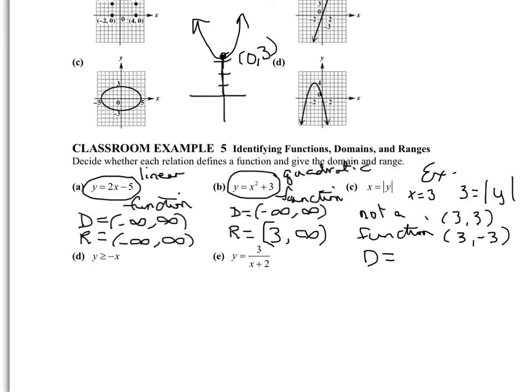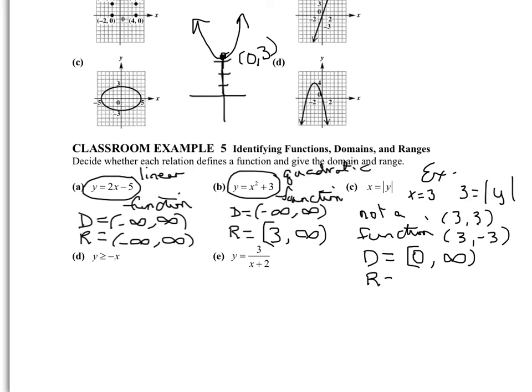So 0 and the positive numbers have to make up my domain, which means I'm going to go from 0 to positive infinity, because infinity is a concept. I know it needs a parenthesis. Now you have to decide, does 0 need a parenthesis or a bracket? Did we say 0 was included? Yes, we did, so we use a bracket.